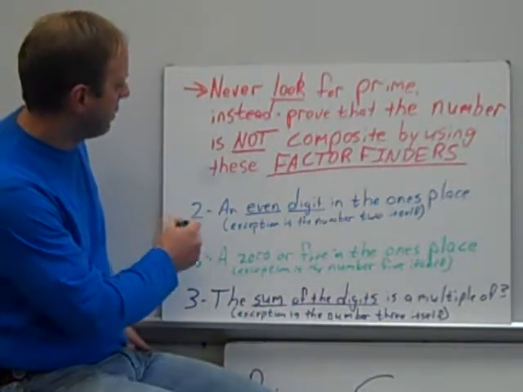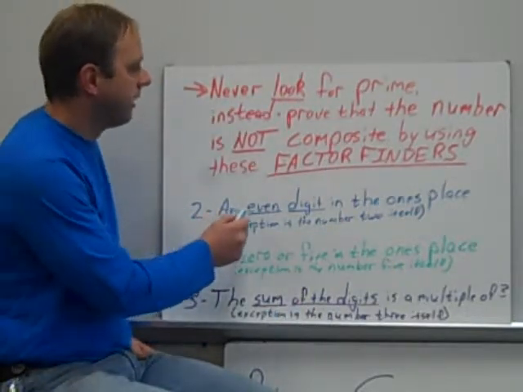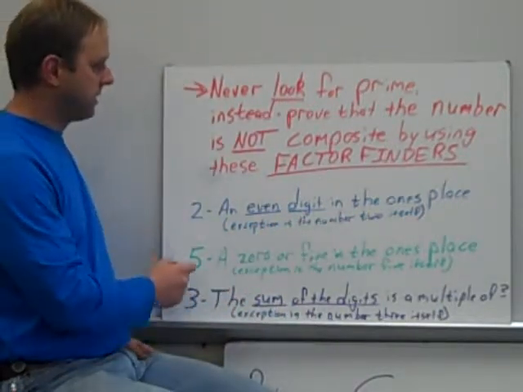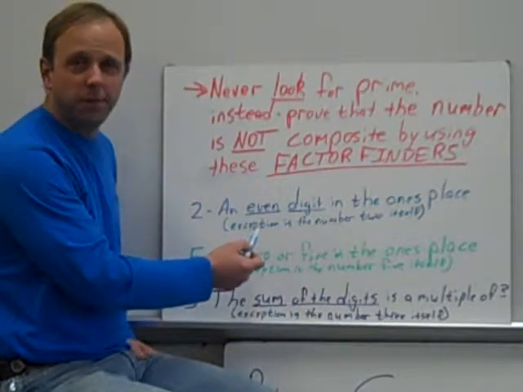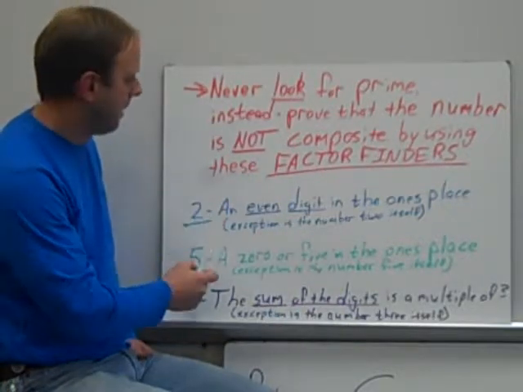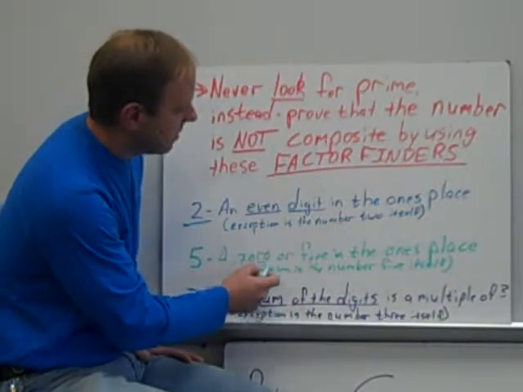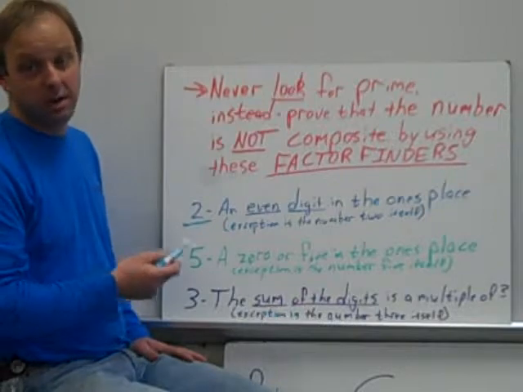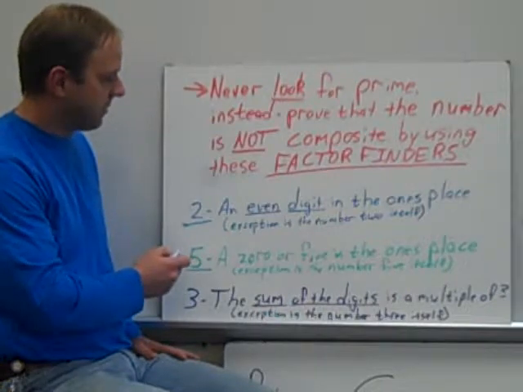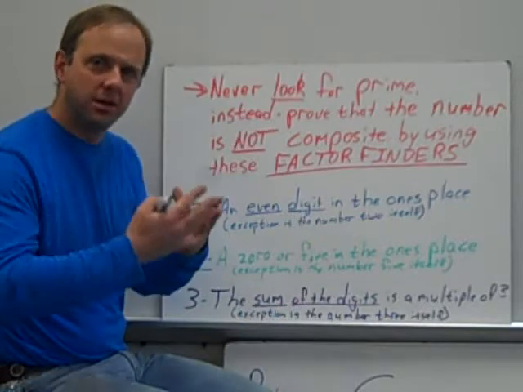The way they work, and I'll show you an example in a minute, is 2 is a factor for a number if there's an even digit in the ones place. Now the funny thing on all of these is the only exception to even numbers being composite is the number 2. That's the only even number that's prime. 5 is a factor for a number if there is a 0 or a 5 in the ones place, and again, the only exception to that is the number 5 itself. 5 itself is prime. Now 3 is a little different. You can't just look at the number, you actually have to take an additional step.